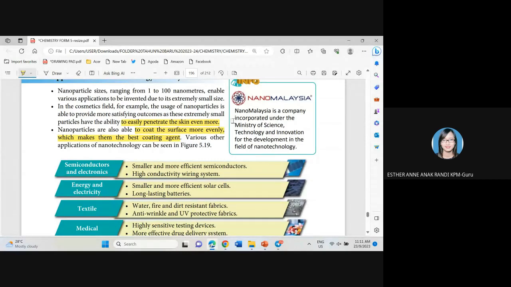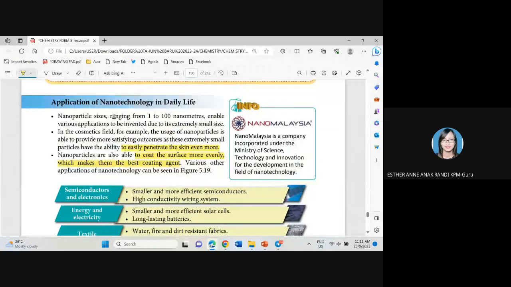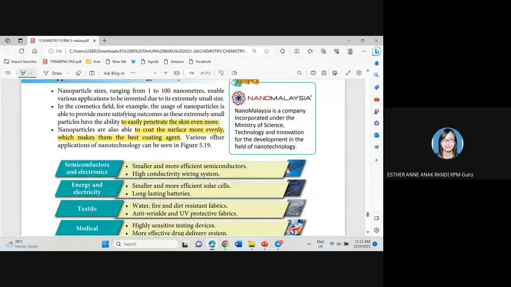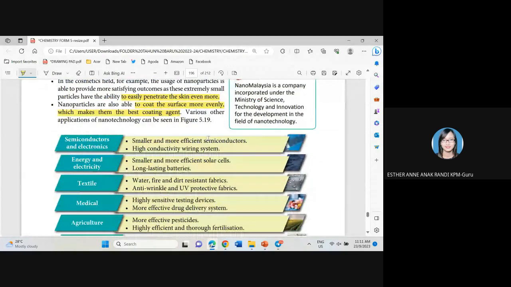So, what makes this fabric fire resistance? Kenapa fabric ni boleh kalis api? Maksudnya mereka tak terbakar kalau dia pakai. Because of the usage of nanoparticles. These particles are small, so they are able to cover each part of the baju of the fabric and makes it a good fire resistance fabric. Okay, so nanoparticles able to coat surface more evenly. So dia jadi lebih sekata. Sebab apa? Sebab dia boleh cover benda-benda yang kecil.